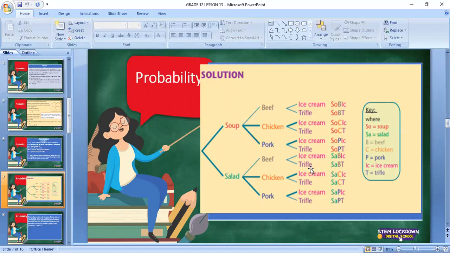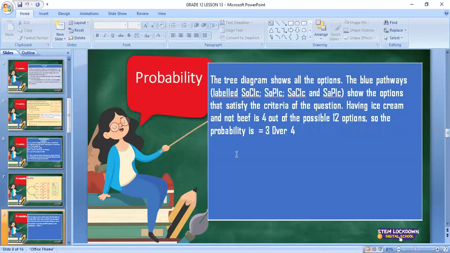So the chances she has of having ice cream without beef is 4 out of a total of 1, 2, 3, 4, 5, 6, 7, 8, 9, 10, 11, 12. Out of a total of 12, there are 4 chances of having ice cream without beef. So the probability of having ice cream without beef will be 4 out of 12. So our answer there will be 4 over 12.